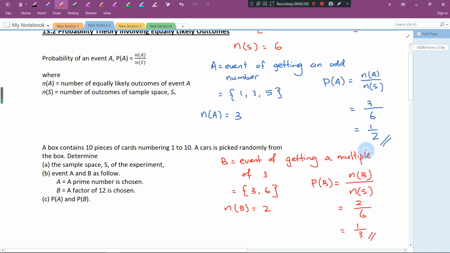Now you should have no problem finding the probability of an event. It's very important that before you find the probability of an event, you need to know the sample space. You need to list out all the possible outcomes first. Okay, let's look at these questions.